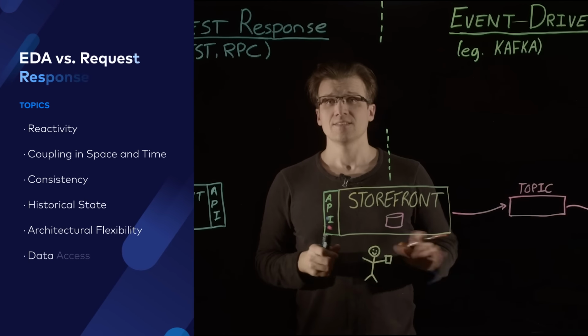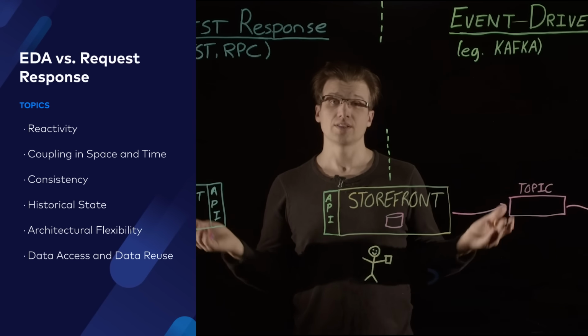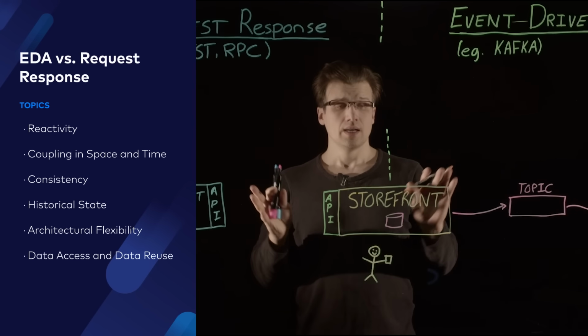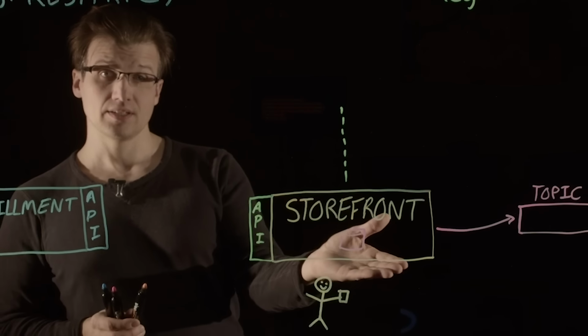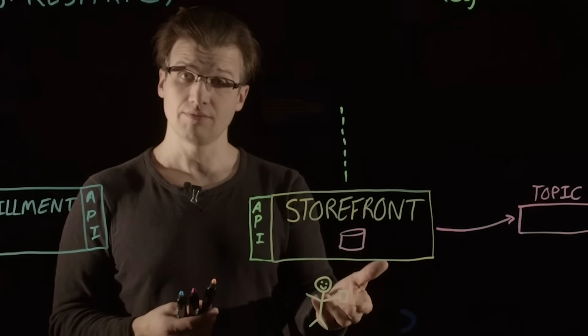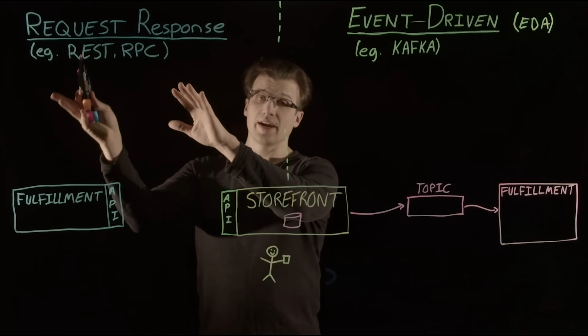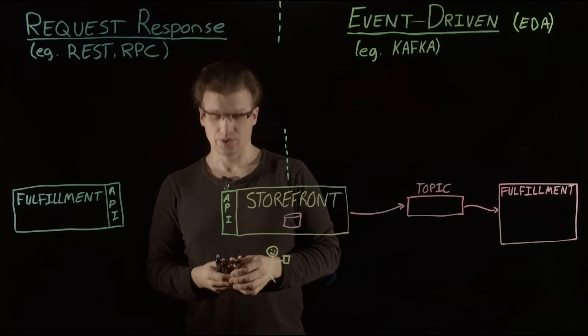We're going to look at 6 factors to see how these architectures vary and to give you a better idea of the strengths and weaknesses of each. Let's start with an example. Imagine you have a storefront that shows customers products and lets them place an order, say via their cell phone. On this side, we're going to look at it through request response, and on this side, we're going to look at it through event-driven architectures.